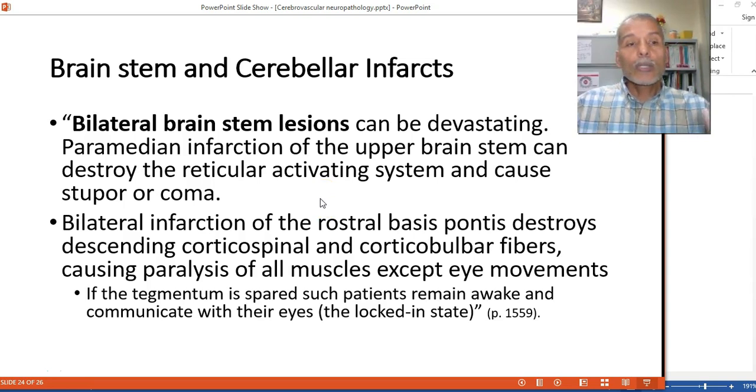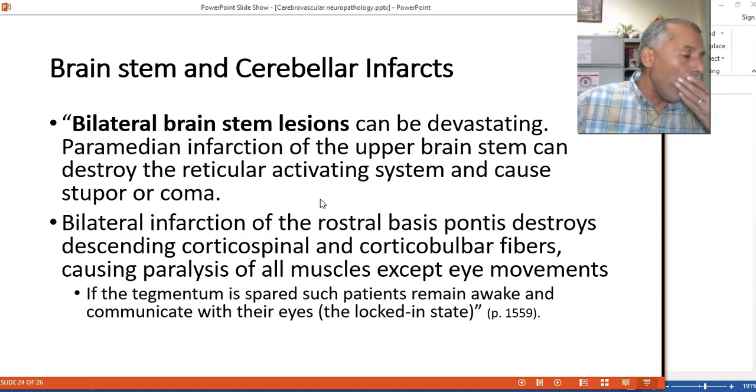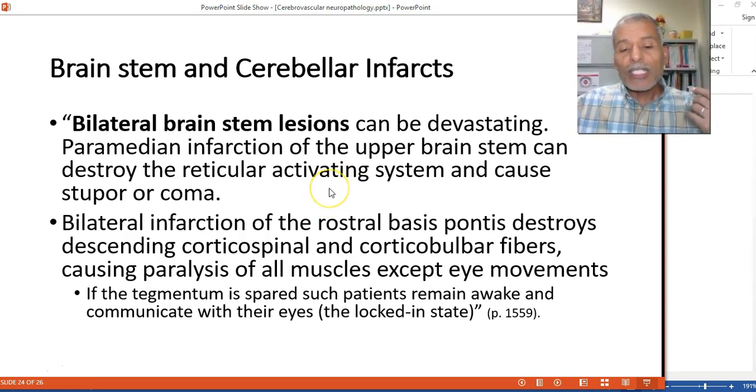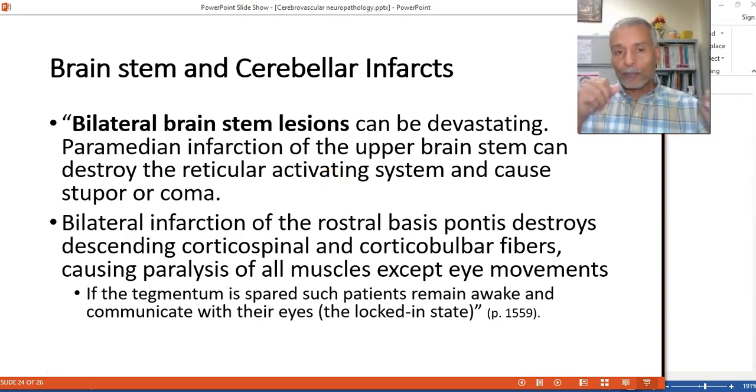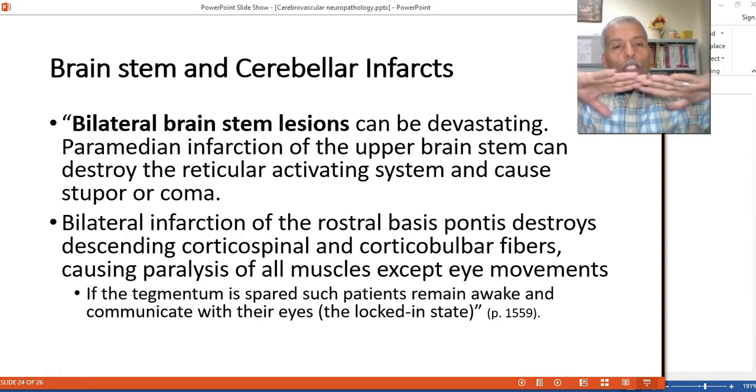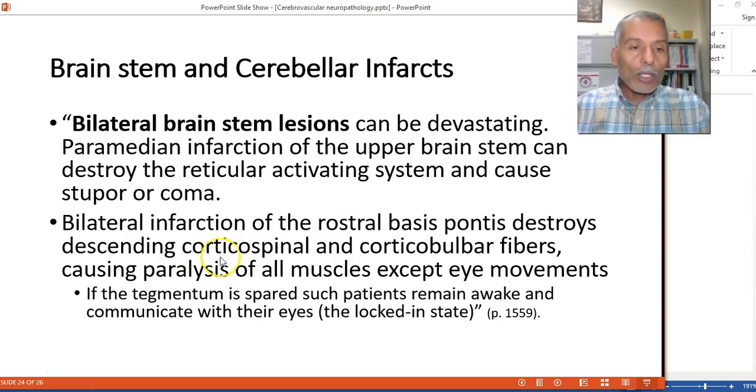So coma, you know what it is. But stupor is a very, very deep state of unconsciousness where the person is like sleeping and sleeping and sleeping, and you can't rouse them. So when someone might transition from stupor to coma, it is very, very close to a coma.